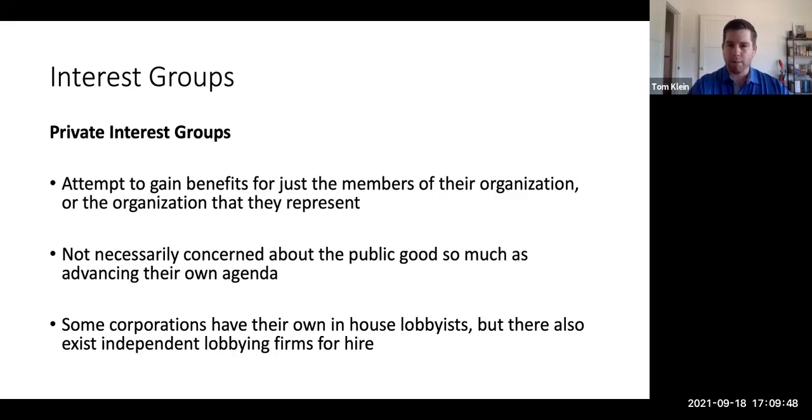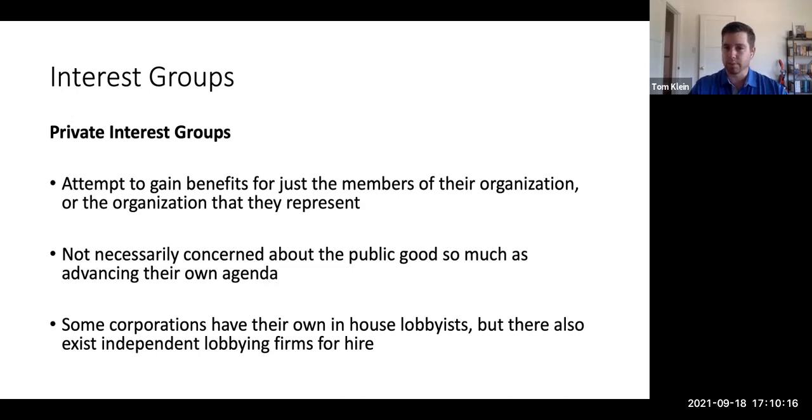The more common type of interest group is, however, private interest groups. And this is the type of interest group that gets a lot of criticism. It's more common. They have a lot more money. They do a lot more in Washington. And these are the groups that are attempting to gain benefits just for a select group of people that they represent. They're not so much concerned with public good like public interest groups are. They want to advance their own agenda, and that's what they're paid to do.